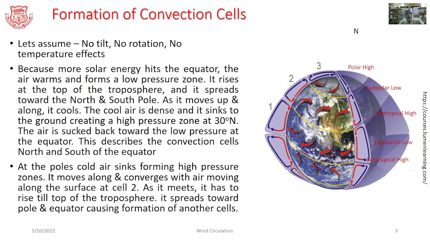As it moves up and along, it cools. The cool air is dense and it sinks to the ground, creating a high pressure zone at 30 degrees north. The air is sucked back towards the low pressure at the equator, and this describes the convection cell north and south of the equator.